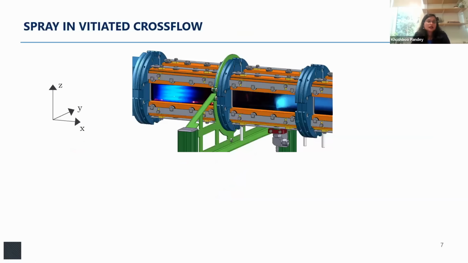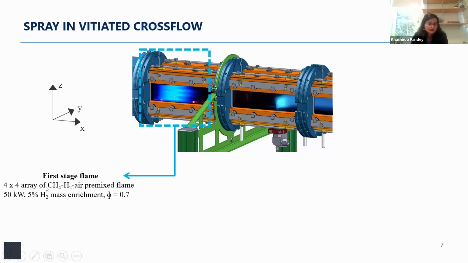Based on that concept, we are going to look more into spray-initiated cross-flow. I know that I have promised a linear azimuthal flame combustor concept, but let's take a moment at the fundamentals of that first. For the spray-initiated cross-flow, the experiments were conducted with two flame configurations. There is a first stage flame, which is created by a 4x4 array of methane, hydrogen, air premixed flames, up to 50 kilowatt and an equivalence ratio of 0.5.